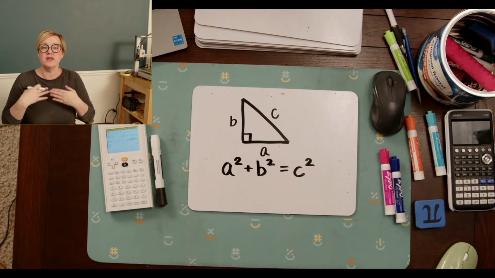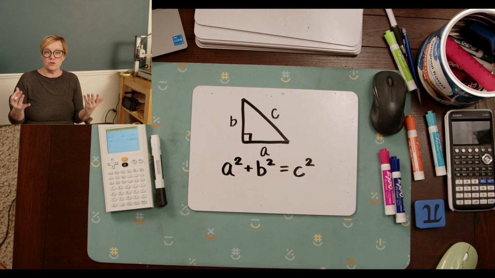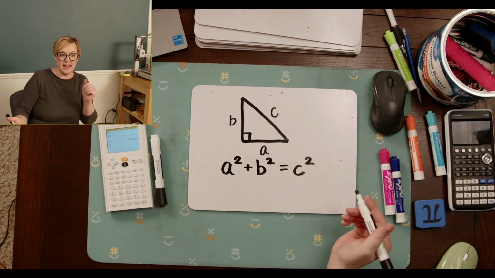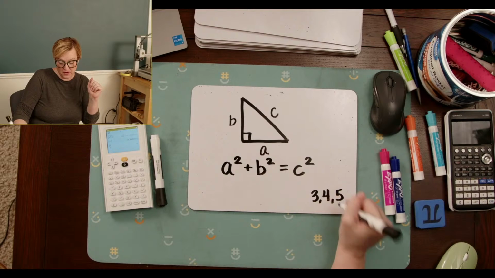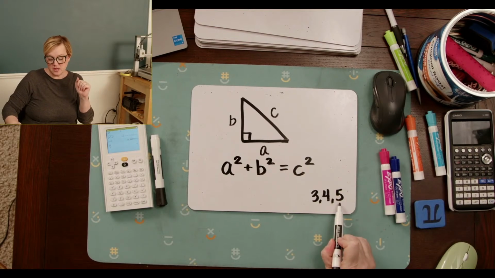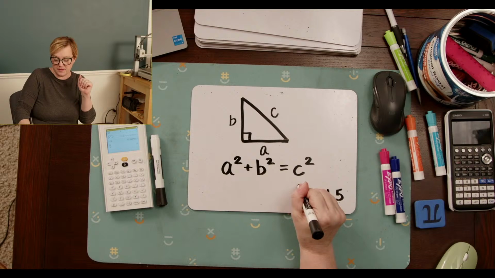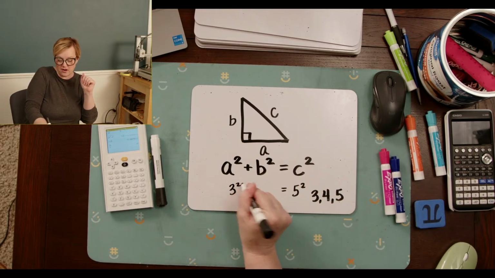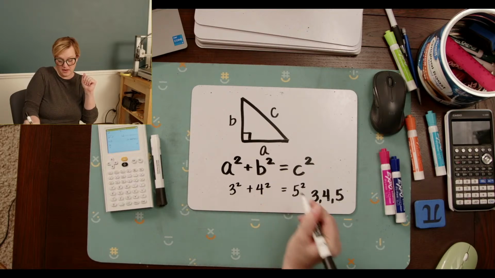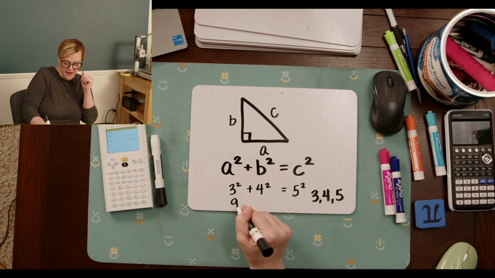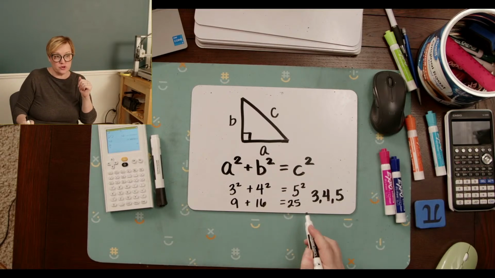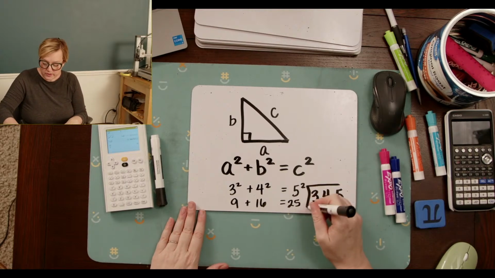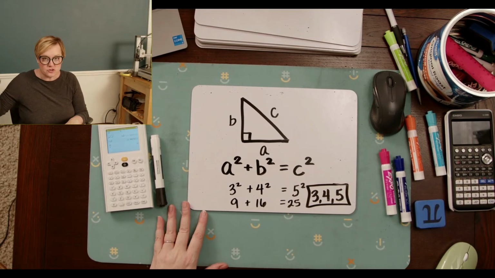So if you're given three triangle lengths, like 3, 4, 5, I would see that 5 is the longest, so that's C. I'm going to say 5 squared, and I'm going to see, does 3 squared plus 4 squared equal 5 squared? 9 plus 16 equals 25. And that is true, right? So these three side lengths make a right triangle.